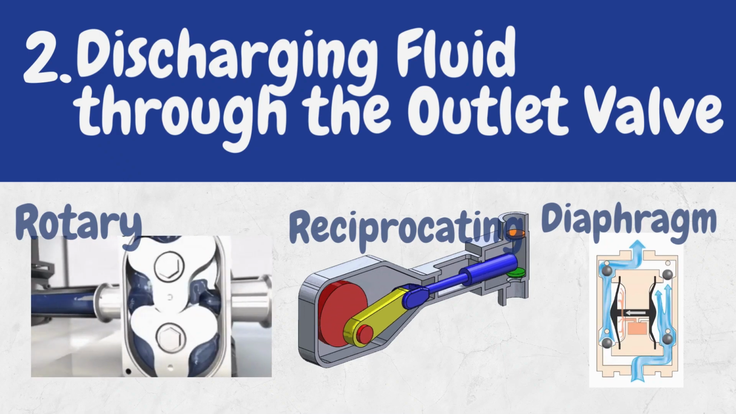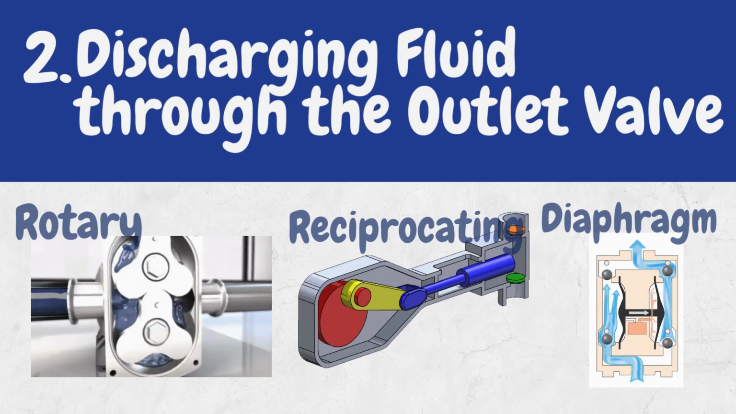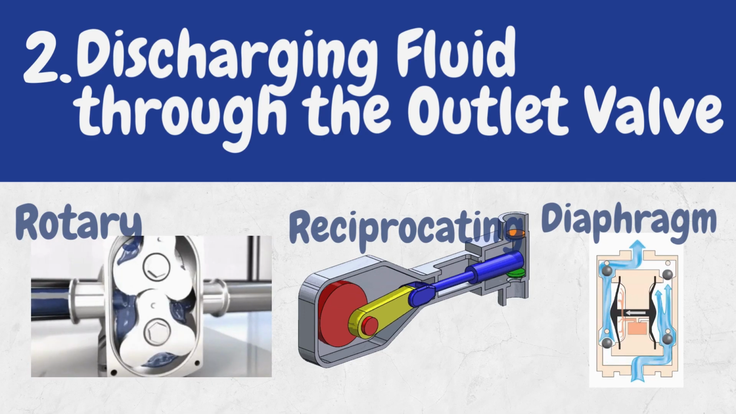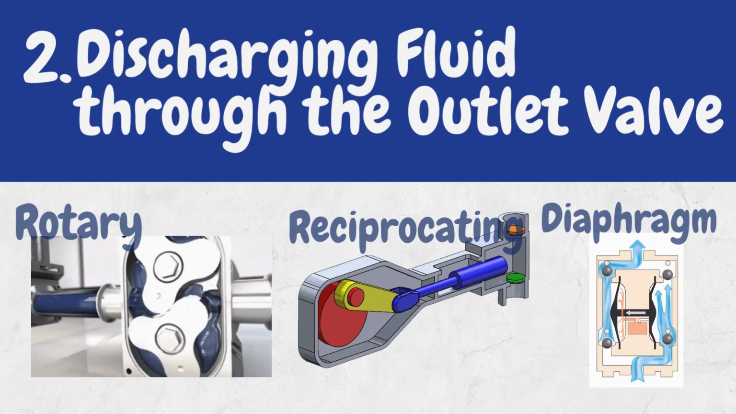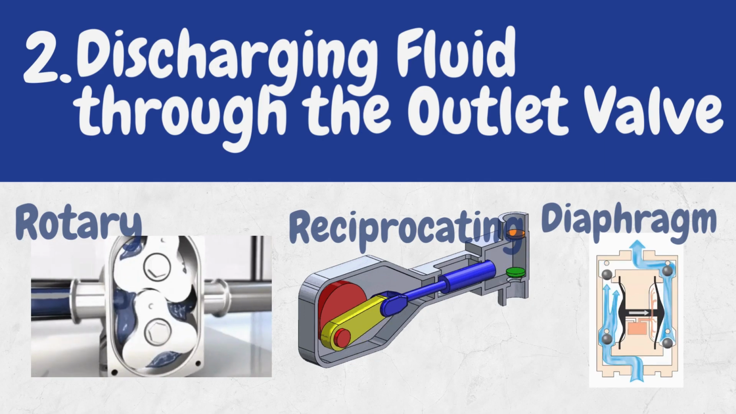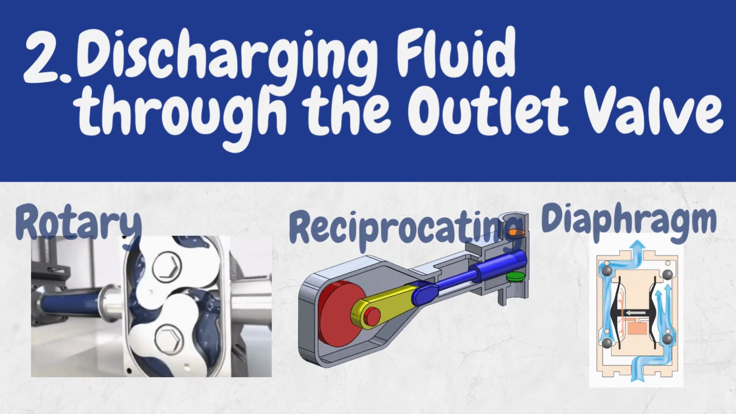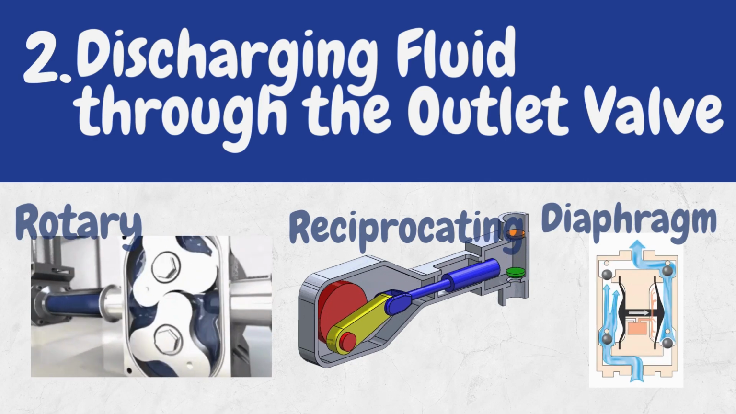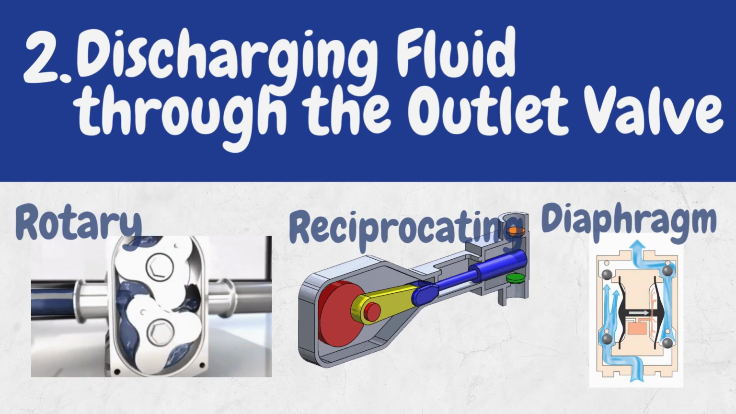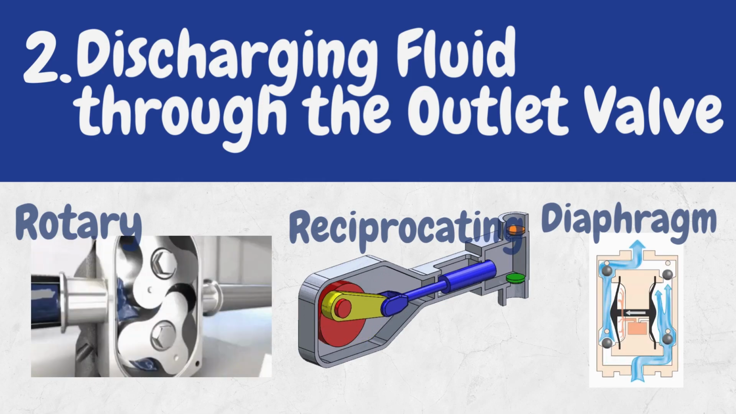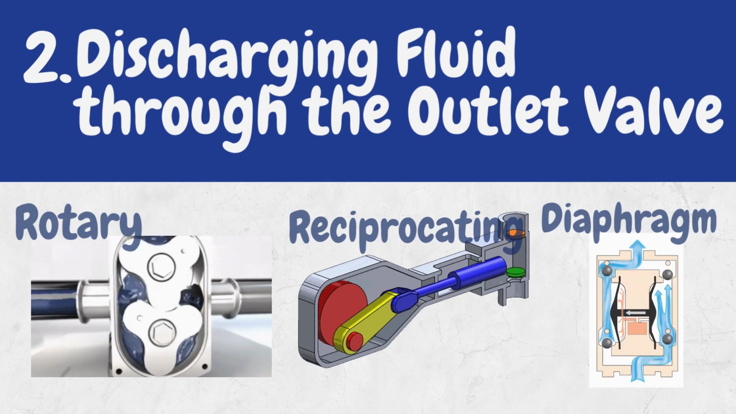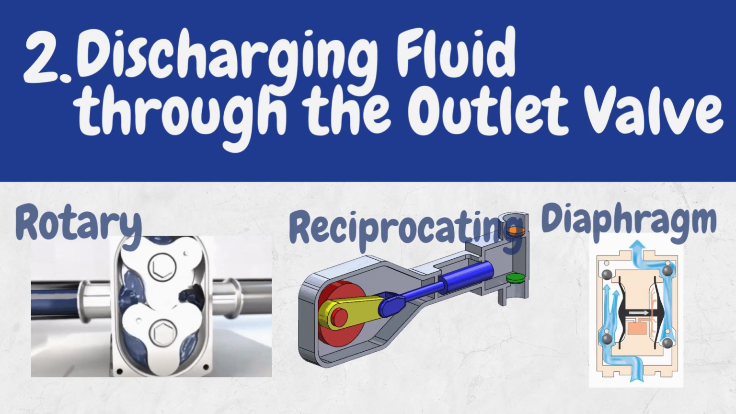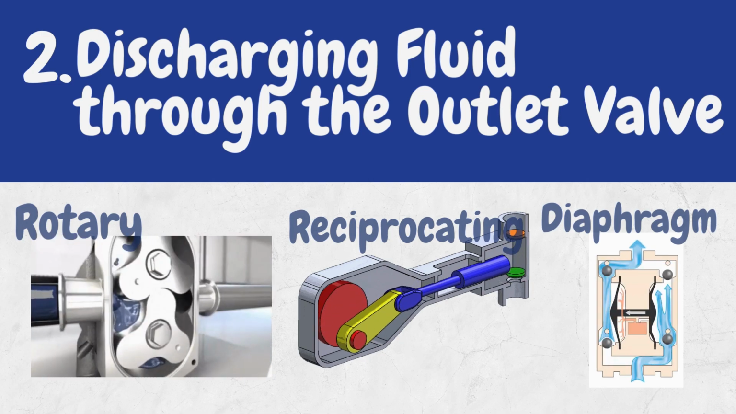Okay guys? So in the second step of discharging the fluid through the outlet valve, in the rotary system, the rotary component pressurizes the fluid and forces it out of the outlet valve. Then in the reciprocating system, the back and forth motion pressurizes the fluid and expels it out of the outlet valve. And in the diaphragm system, the flexible diaphragm squeezes the fluid and discharges it through the outlet valve. Okay guys? So this was the second step for the working of a positive displacement pump.